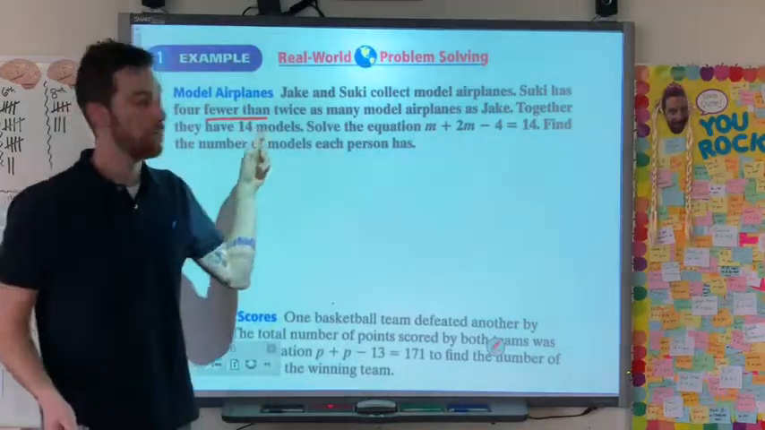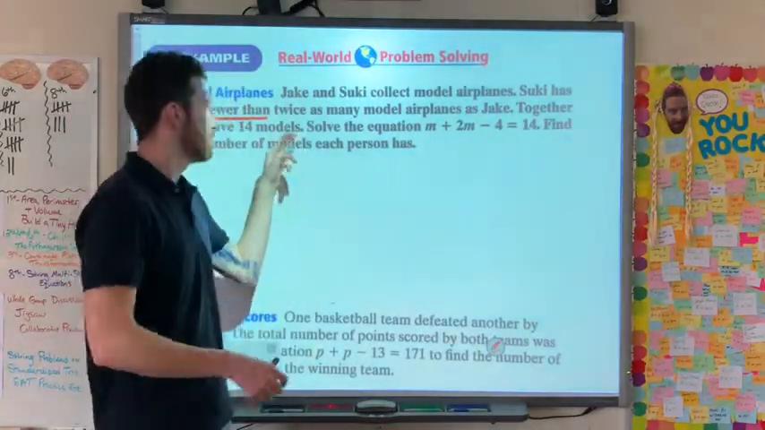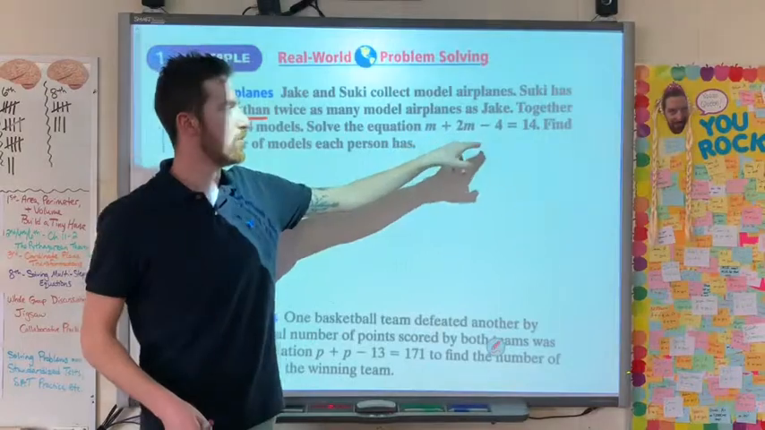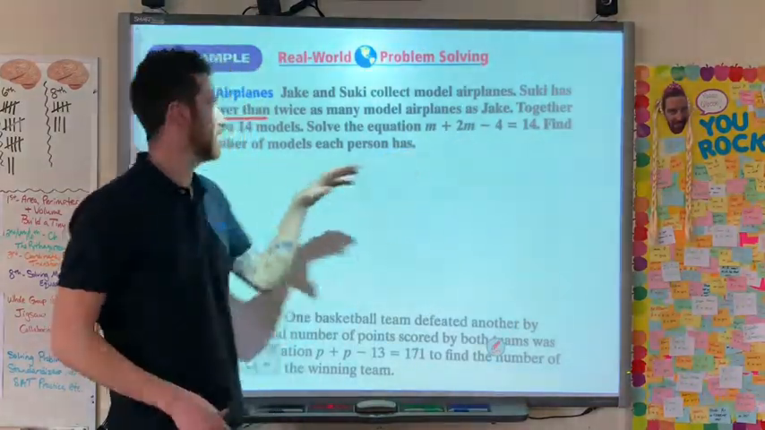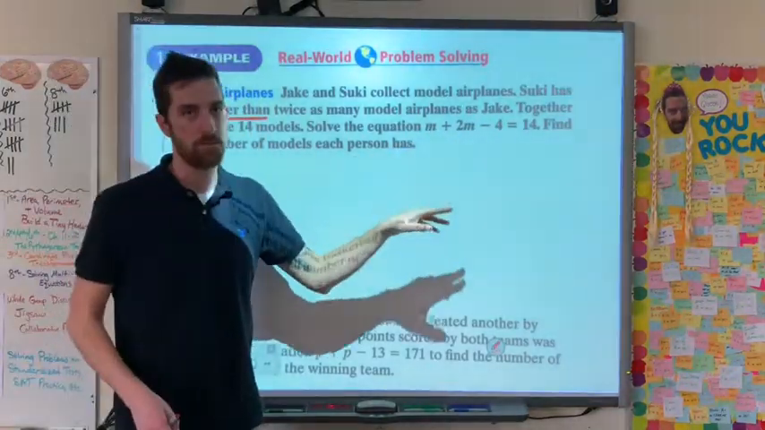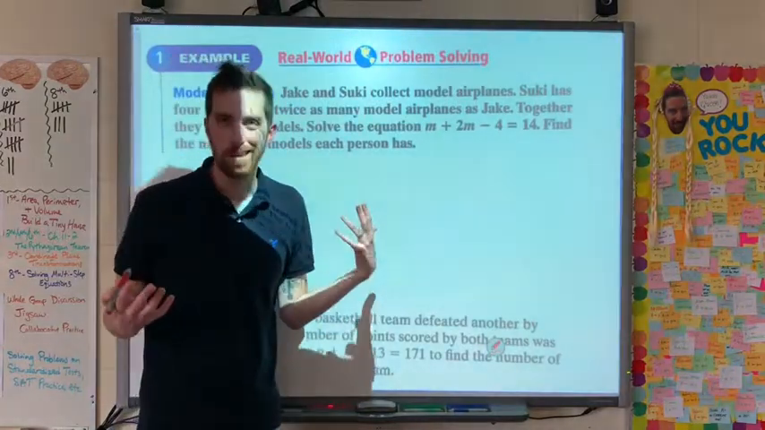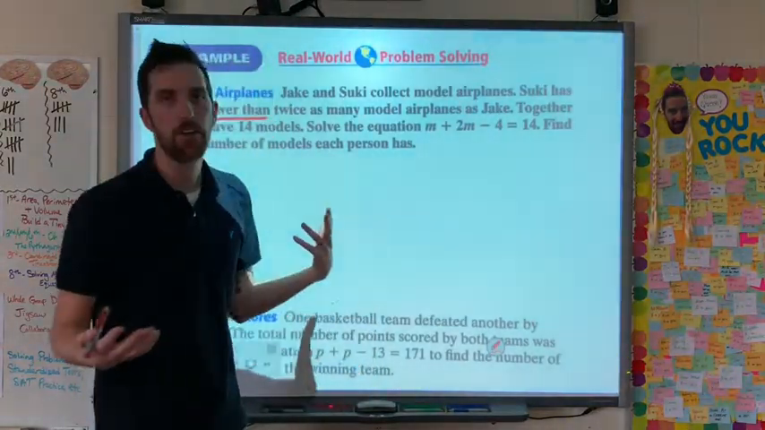Together, they have 14 models. Solve the equation m plus 2m minus 4 equals 14. Find the number of models each person has. So that's nice, they set it up for us. But let's think of how they got stuff.